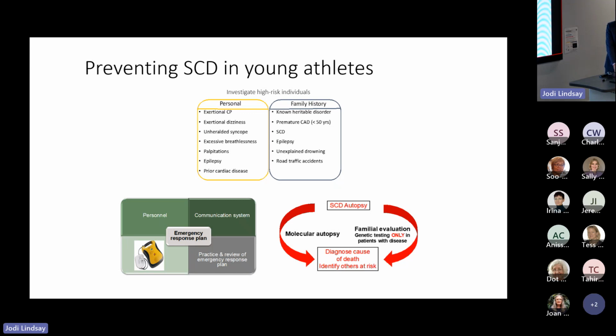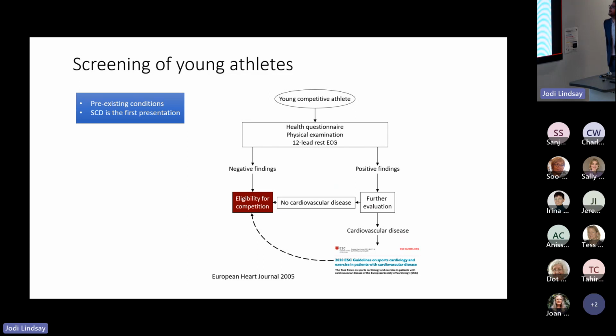Now, the problem with looking at symptomatic individuals or individuals with a family history is that the majority of sudden cardiac arrests will actually be the first presentation. So the estimate is that about 80% of sudden cardiac arrest, sudden cardiac death in young individuals will not necessarily have pre-existing symptoms or meaningful symptoms that may raise suspicion, or a family history.